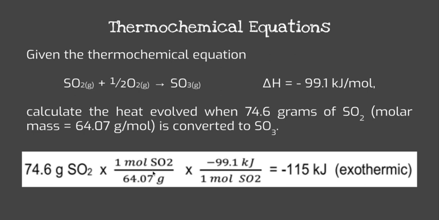So first, multiply it by its molar mass to cancel out the grams. And then multiply it again by its standard enthalpy of the reaction in terms of kilojoules per mole, so that we can cancel out the moles. And so we will have the final answer as negative 115 kilojoules.